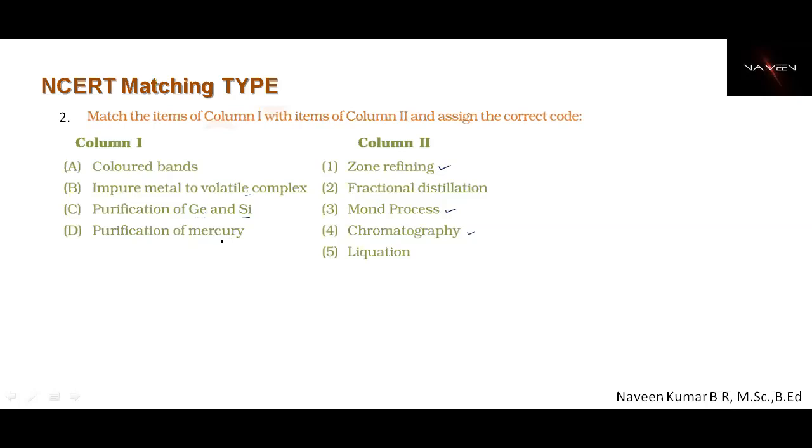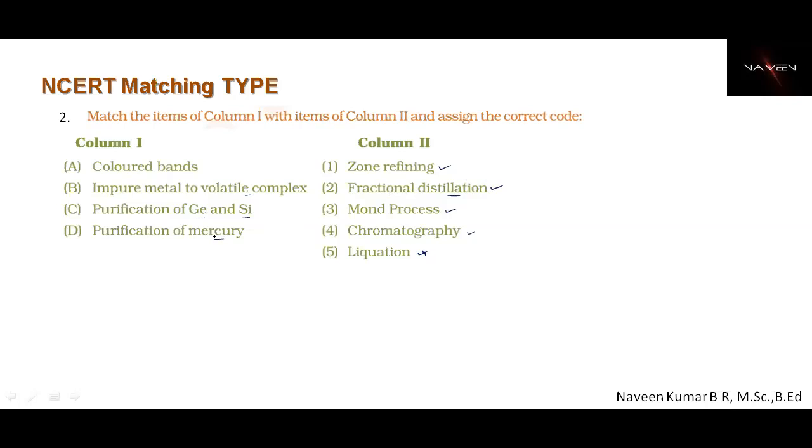We know that mercury has a low melting point, and you can recall that metals with a low melting point can be easily refined through a process of liquefaction. So if we observe all the options here, it is the purification of mercury. It's not through liquefaction; you can consider distillation. Liquefaction is for low melting metals, while mercury is a low boiling metal. So mercury and zinc we can take for the distillation technique. Hence it is fractional distillation. We can take it as the match for D.